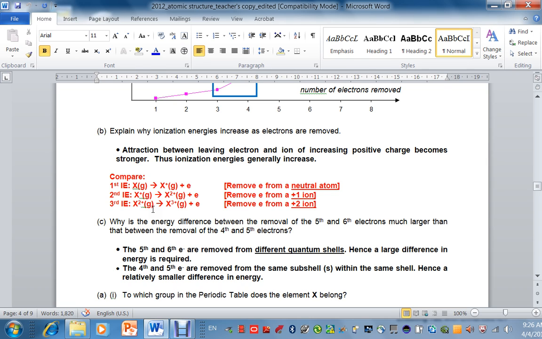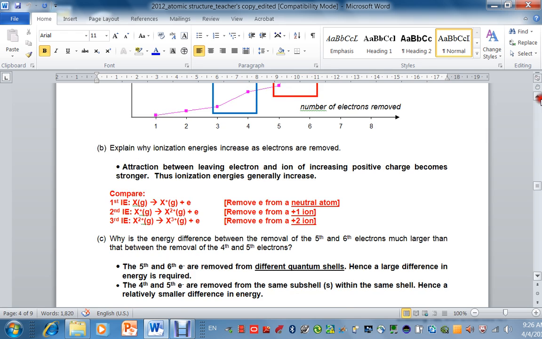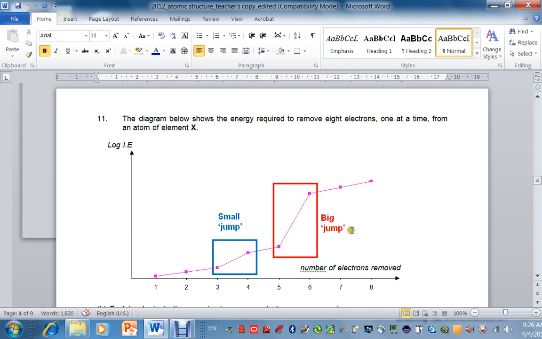But there are some increases that are larger than expected. For example, if you look at the graph, you should notice that there's this very big jump from the 5th to the 6th electron. This big jump is larger than expected. It cannot be explained by what we said just now. It's actually due to a change in the quantum shell.